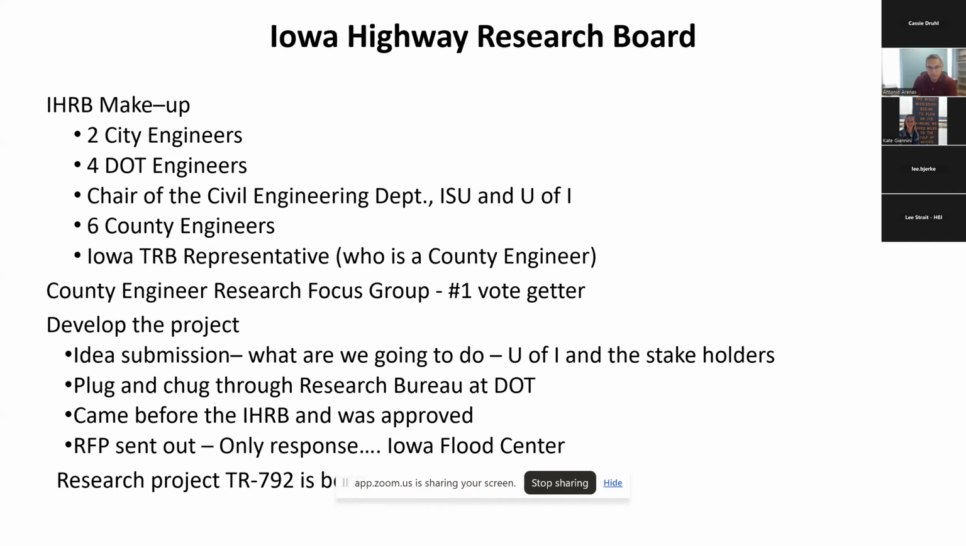When you want a project, you can submit it. Anyone can do it. You can do it yourself if you've got a project that you think the Iowa Highway Research Board would be interested in. It's on the Research and Analytics website under the Ideas tab. And if you've got an idea, stick it in there. It may go through, it may not. There's a lot of projects that don't go through, but there's a lot that do.